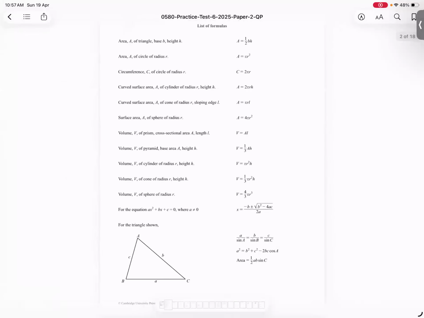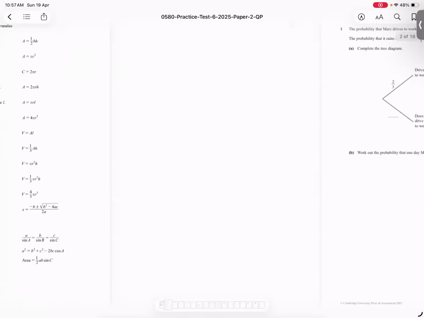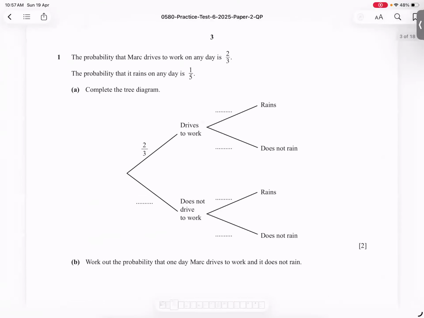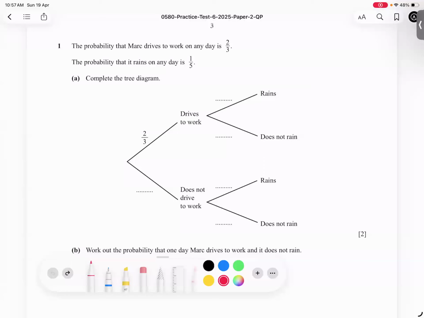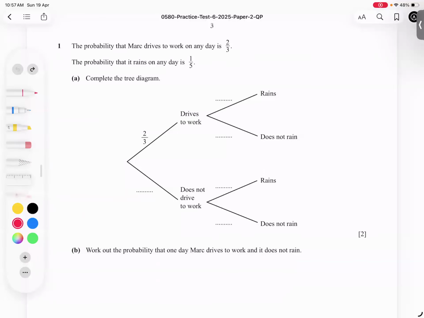So let's start. Question number 1 is a probability question. And for a probability question, what is the basic criterion? First of all, check it. Whenever it says "on any day", it means the probability will not change at all. He says the probability that Mark drives to work on any day is 2 by 3, and rain on any day is 1 by 5.